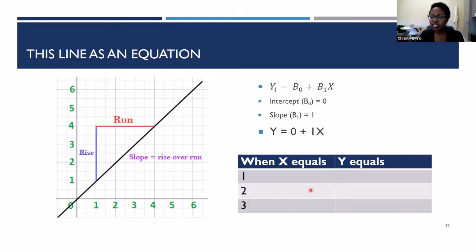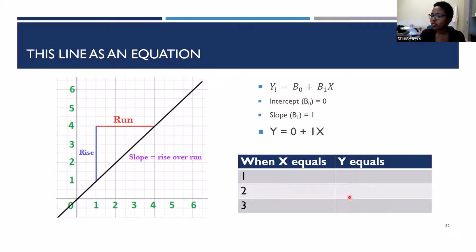So let's fill in this table just to check ourselves. So when x equals 1, what does y equal according to this equation? Well, let's put 1 into our x. So y equals 0 plus 1 times 1. So y should equal 1. And we can check over here. When x is equal to 1, then y is equal to 1. Hey, we got it. So good so far.